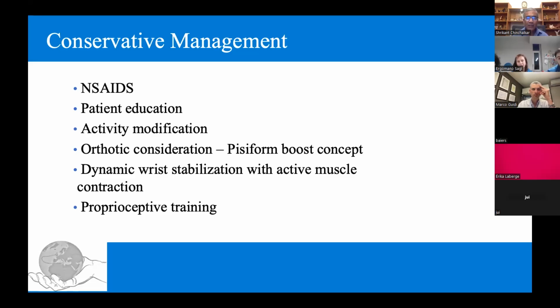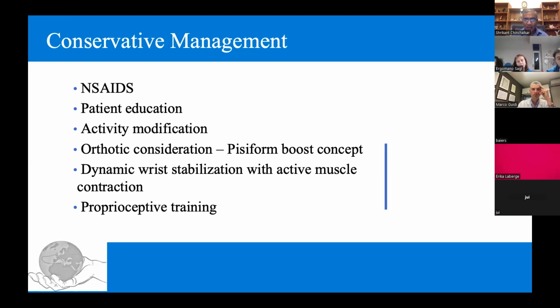However, it's very important for us to focus on patient education. We need to educate these patients how they can modify certain activity in order to minimize clunking. But the main concept is basically looking at orthotic consideration, which is always in the form of the pisiform boost concept, and then going on to dynamic wrist stabilization with active muscle contraction.